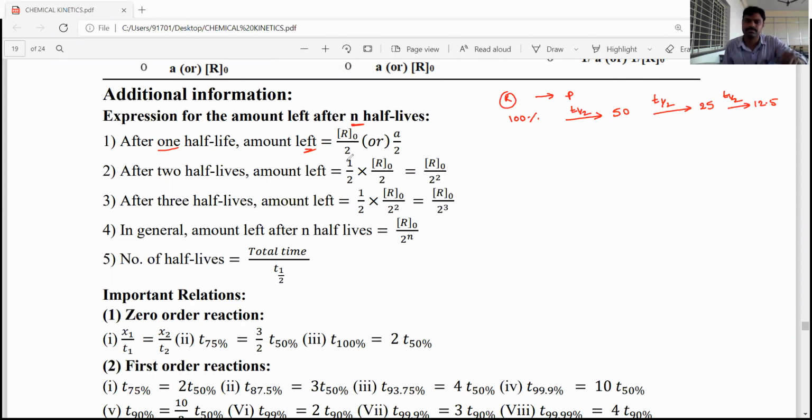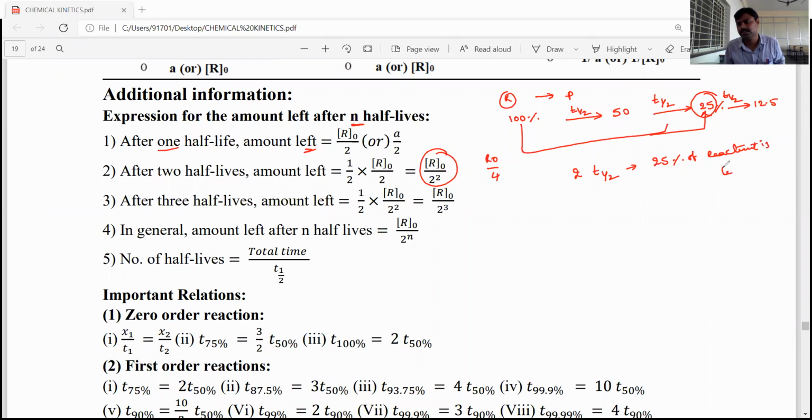That's why R naught by 2. For two half-life periods, the amount of reactant left is R naught by 2 power 2, which is R naught by 4. R naught by 4 means one fourth of the reactant is left after two half-life periods. For example, imagine these are two half-life periods, then 25% of the reactant is left. For two half-lives, two T halves, for first order kinetics, 25% of reactant is left. So 1 by 4th, 2 power 2 means 1 by 4th of the reactant is left.